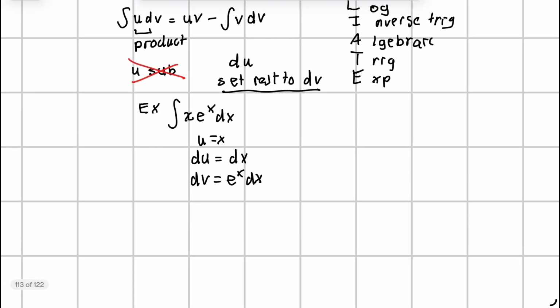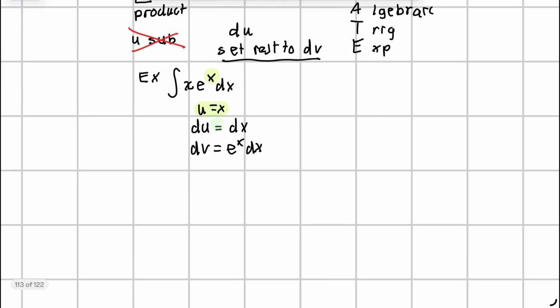So let's just write down what we have. u is equal to x, so then we get du is equal to dx, and we'll set dv equal to e to the power of x times dx. And then we have to find what v is. v is equal to e to the power of x.